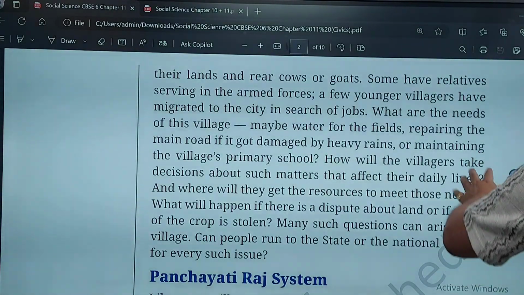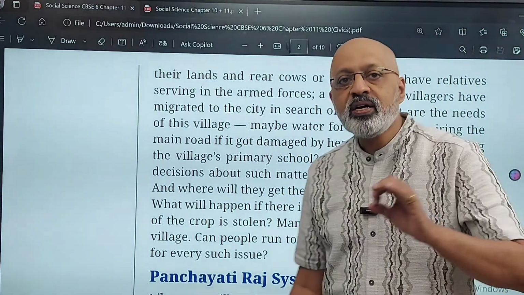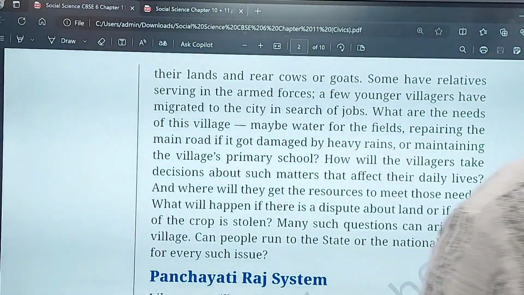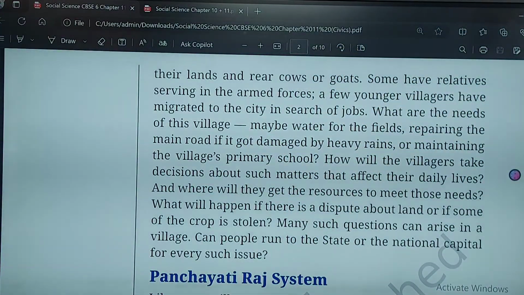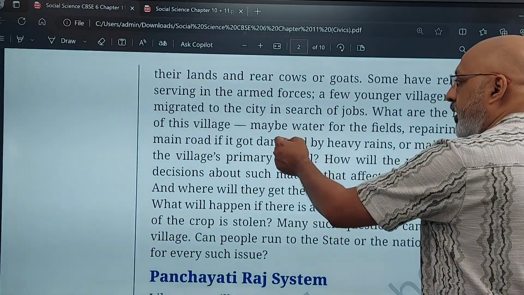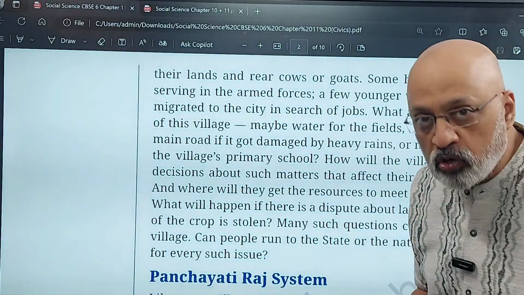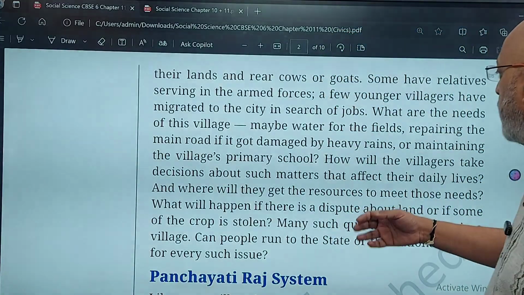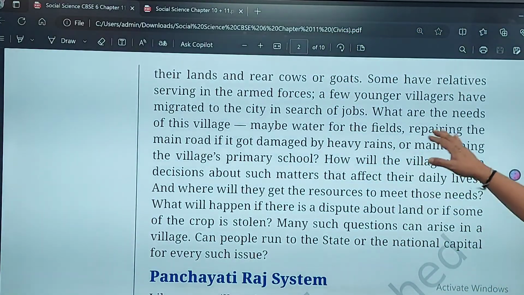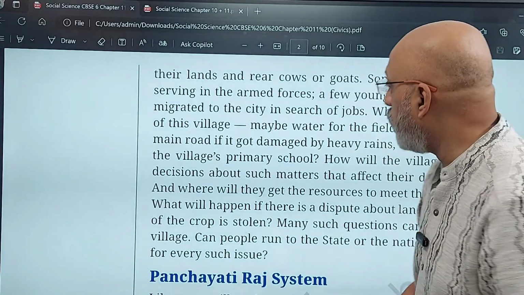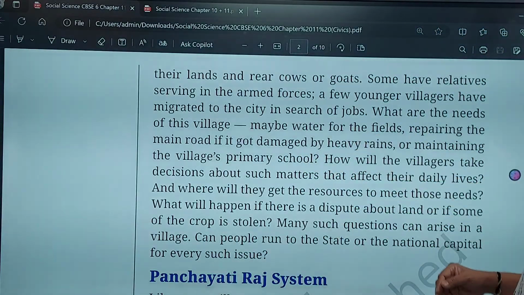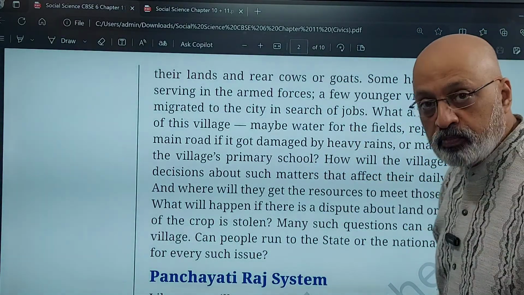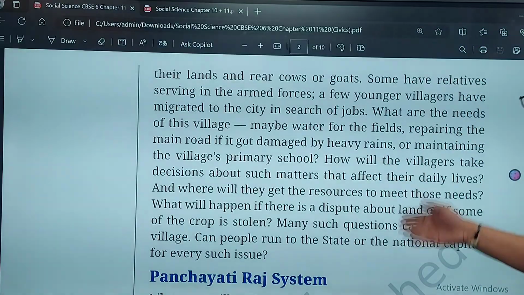What are the needs of these villages? यानी कि इस गांव की जरूरतें क्या होंगी, और अगर आपको जरूरतें नहीं मालूम होंगी तब आप वहां के प्रॉब्लम्स को किस तरह से सुलझाएंगे. ओके, सो यू नीड टू नो द प्रॉब्लम्स ऑफ द विलेज इन ऑर्डर टू बी एबल टू सॉल्व द इश्यूज ऑफ द विलेज. Water for the fields, repairing the main road, which got damaged by heavy rains, or maintaining the school in the village.